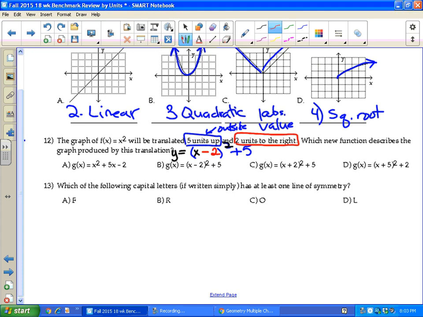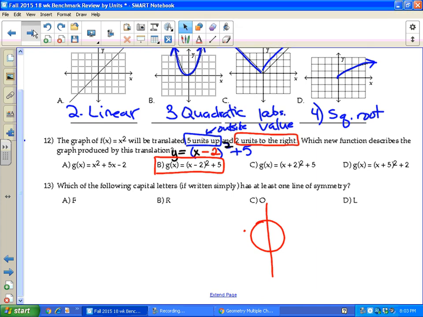Which new function describes this graph? Okay, it would have to be x minus 2 and plus 5 on the outside. That's choice B. Which of the following capital letters of reference simply has one line of symmetry? Has to be letter O. It's the only one that you could draw, and the left half would match the right half. None of the others have any symmetry like that.